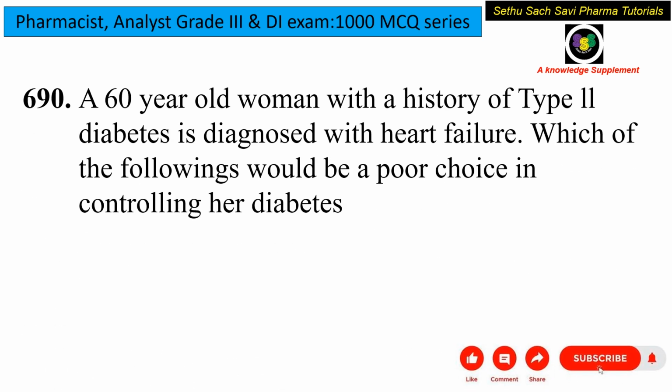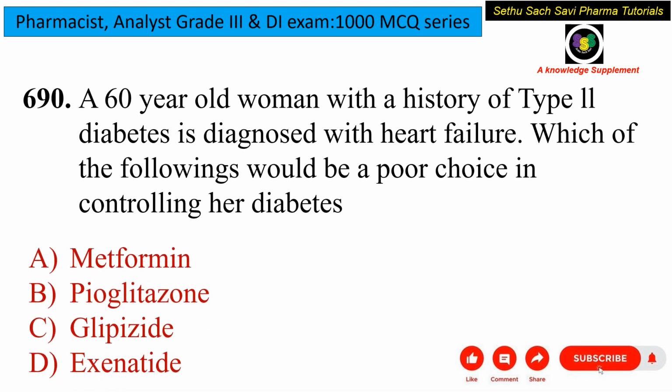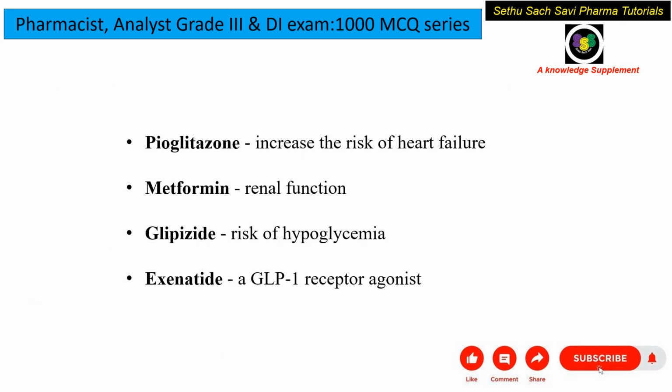A 60-year-old woman with a history of type 2 diabetes is diagnosed with heart failure. Which of the following would be a poor choice in controlling her diabetes? Let's see. Is it metformin, pioglitazone, glipizide or exenatide? Here, we know pioglitazone can increase the risk of heart failure. So this will be a poor choice.